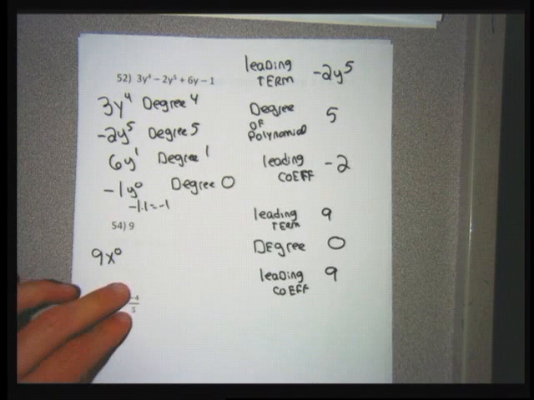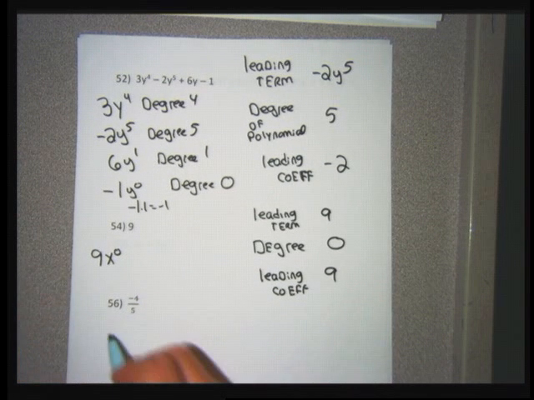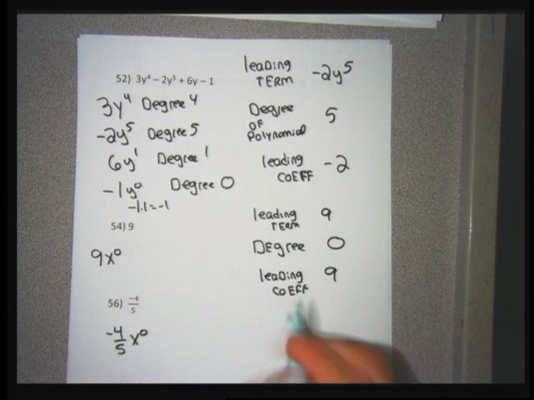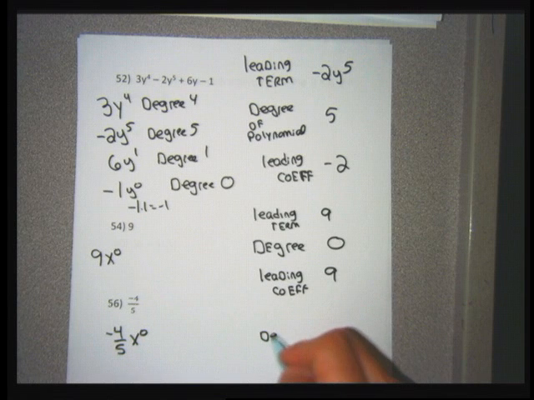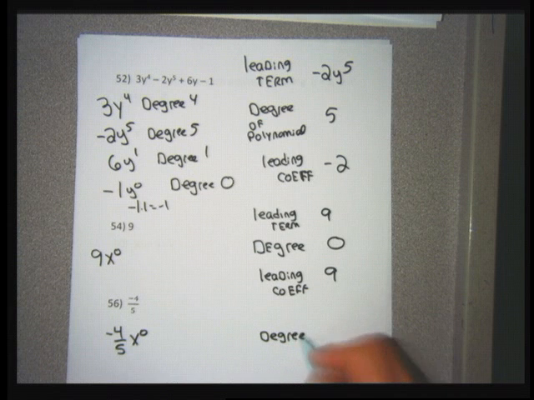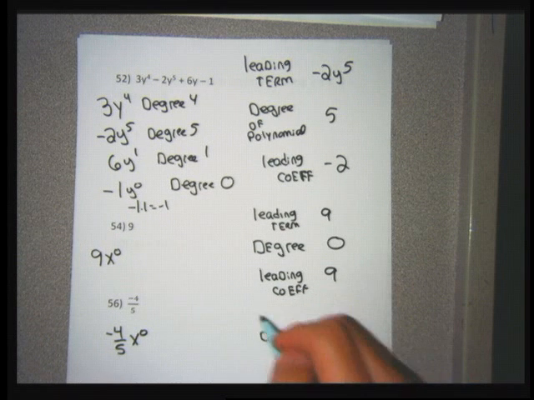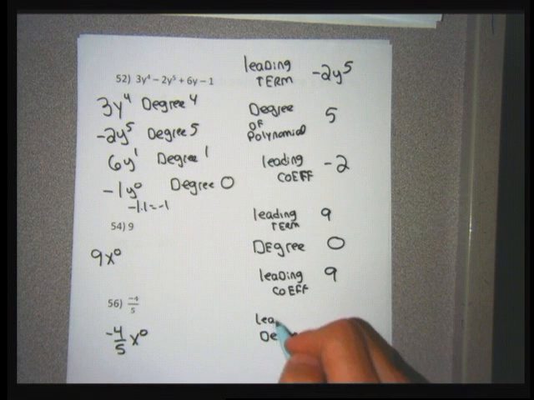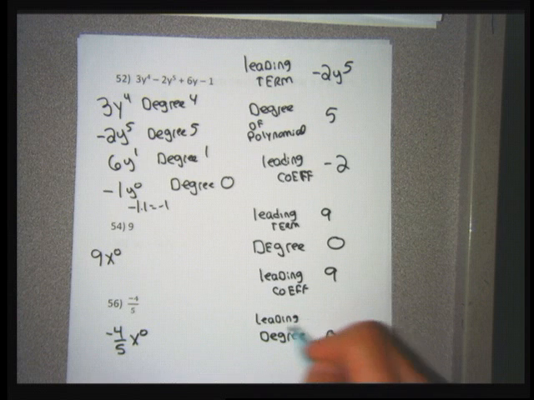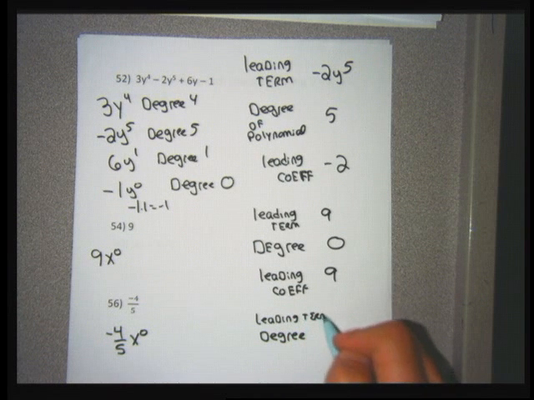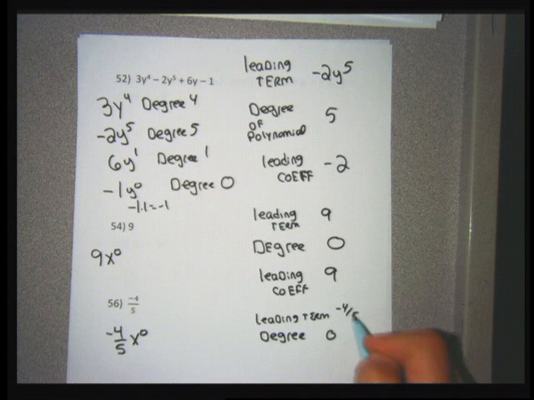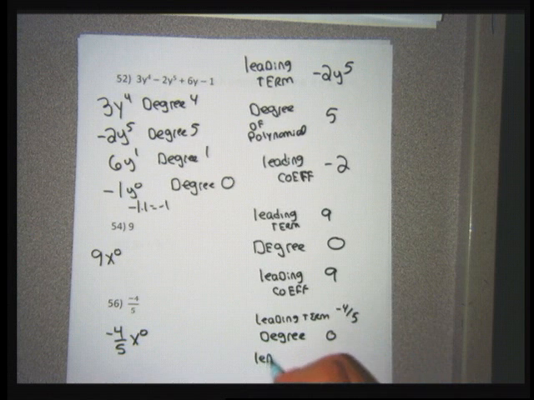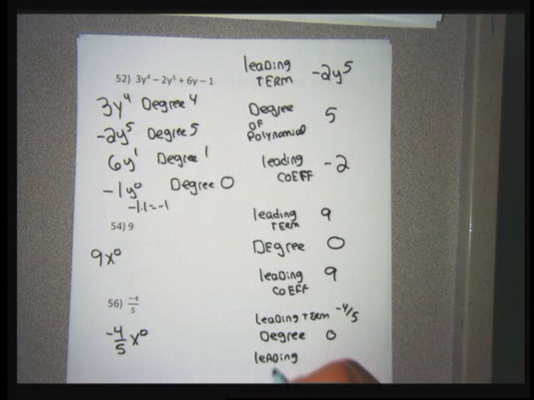Even though it's a nasty fraction, I can think of this as negative 4/5 times x to the 0. And this, again, is going to be a polynomial with degree 0. The only term is the negative 4/5, so by default, it's the leading term. And it's the only number in the problem, so by default, it's the leading coefficient as well.